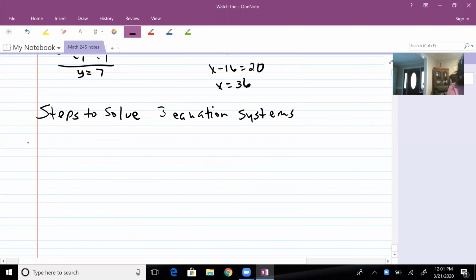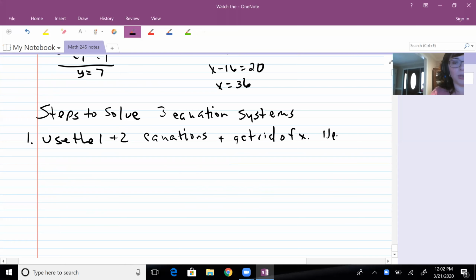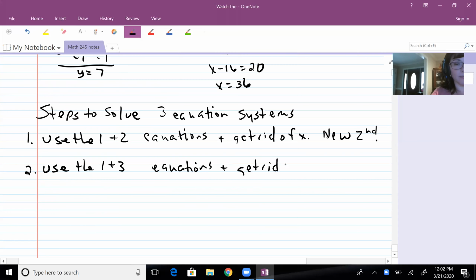Our first step is to use the first and second equations and get rid of x. This will give you a new second equation. The second step will be to use the first and third equations and get rid of x again. This will give you a new third.